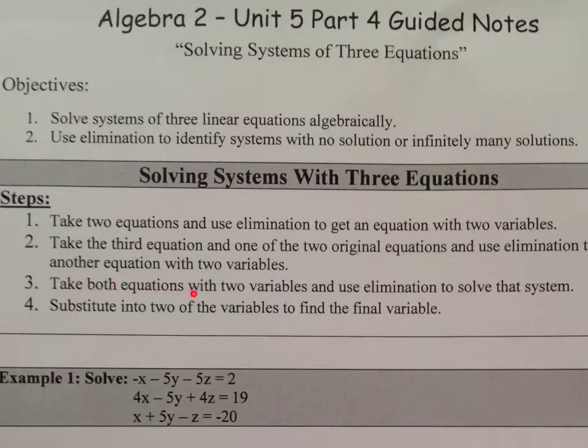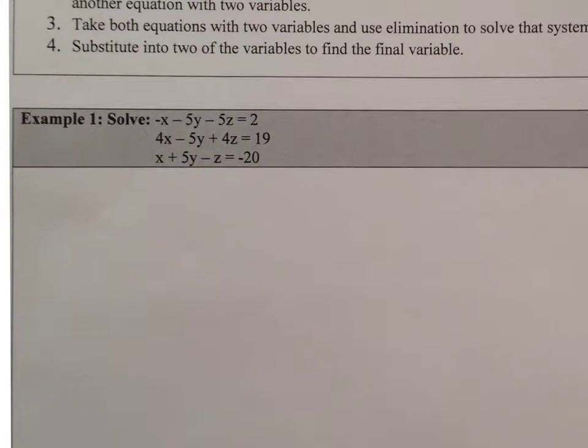You're going to take both equations with 2 variables and use elimination to solve that system, just like we did in Part 3. You're going to substitute into the 2 variables to find the final variable. So we're really just doing elimination. We're just doing it a couple more times because we have 3 different variables. So let's look at example 1.